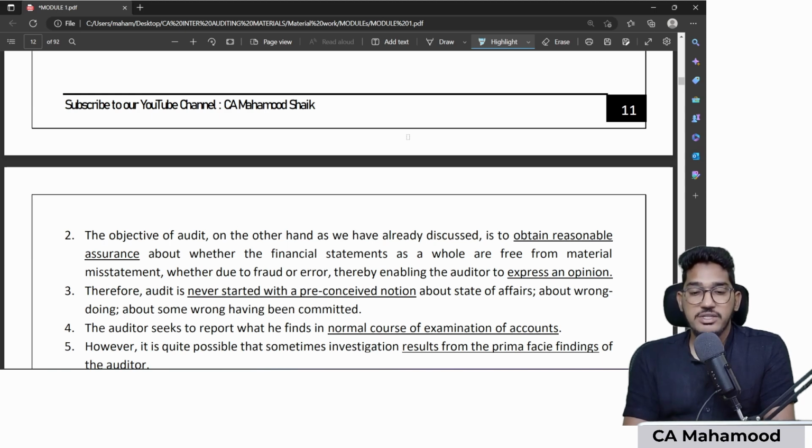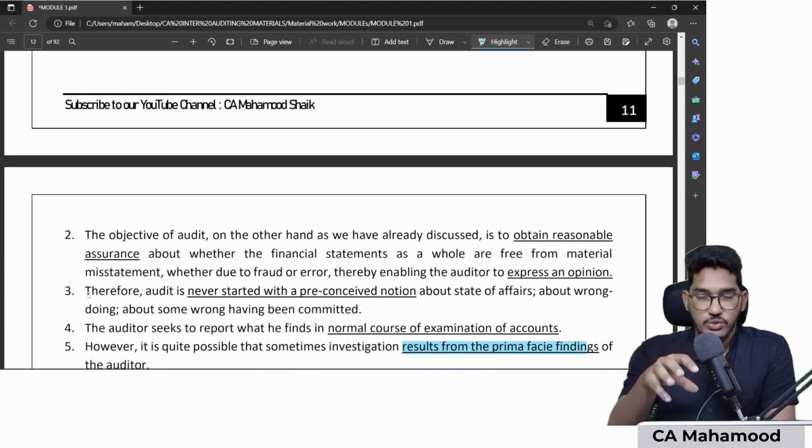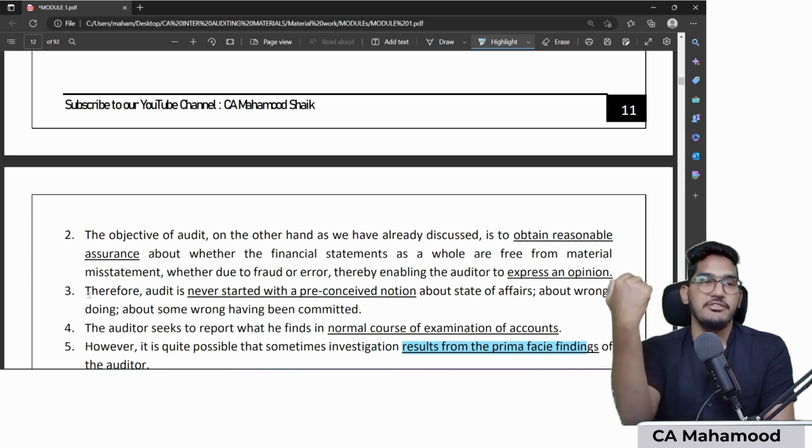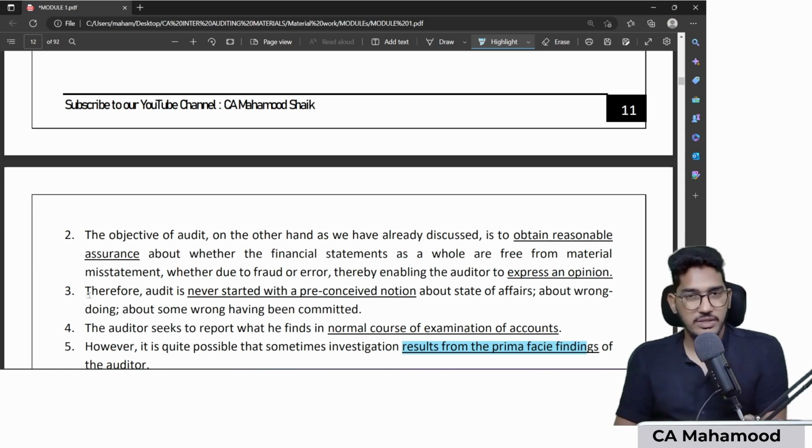Absolute assurance. In investigation, we try to get absolute assurance of the audit. Clear, everybody? And along with that, one more important point: in most of the cases, investigation results from prima facie findings of the auditor. Which means in most of the cases, the auditor will do the audit. He will have some findings. On those findings, a detailed investigation will be ordered. This is what in most of the cases will happen.